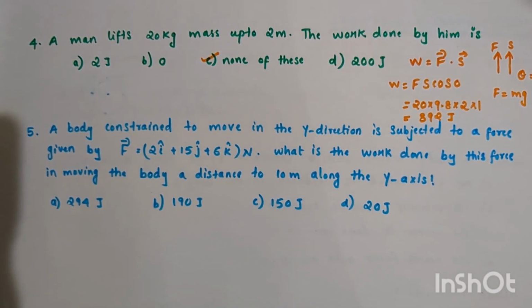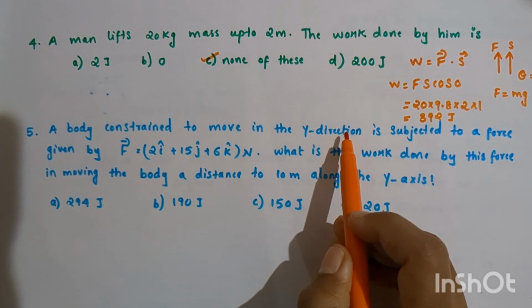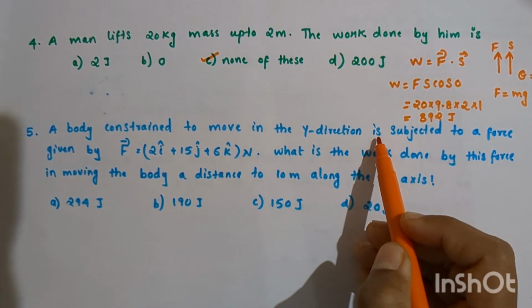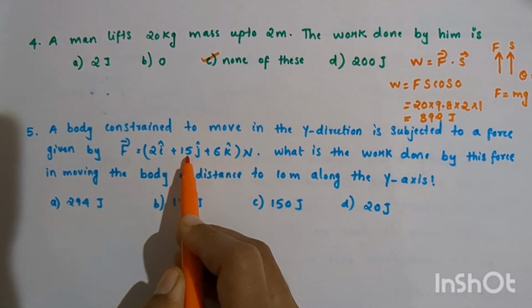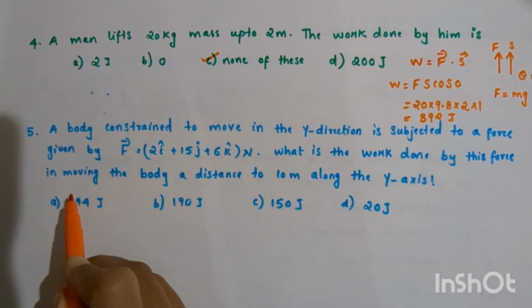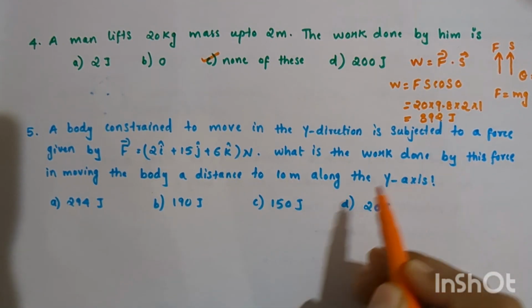Now let us see the fifth question. A body constrained to move in the y direction, that is, its displacement is along the y direction, is subjected to a force given by vector F equals 2 i cap plus 15 j cap plus 6 k cap Newton. What is the work done by this force in moving the body a distance of 10 meters along the y axis?